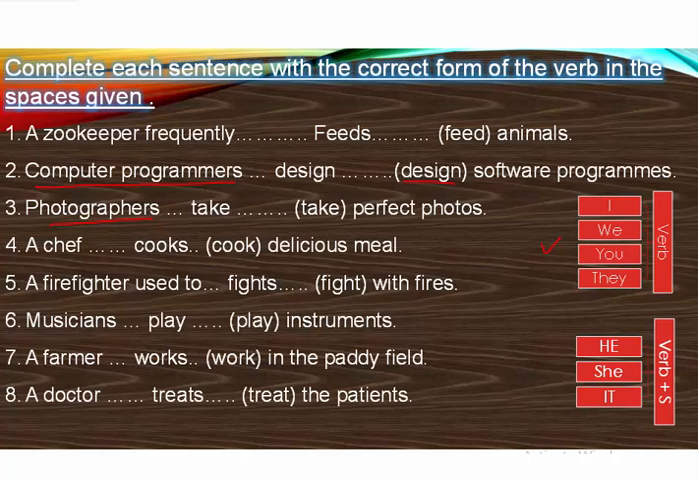Now see question 4. A chef dash delicious meal. So in here, a chef can be he or she. So definitely the verb must join with s. So a chef, the verb cook joins with s. So a chef cooks delicious meal.